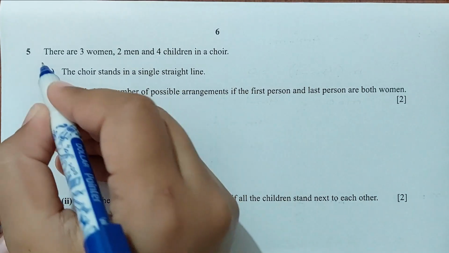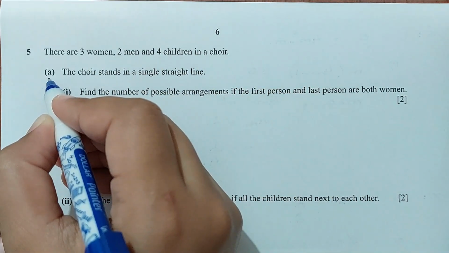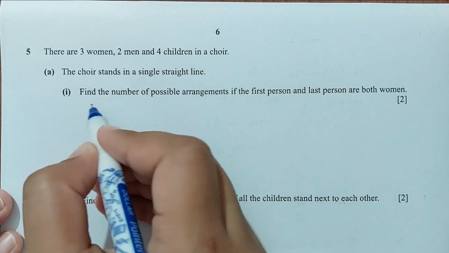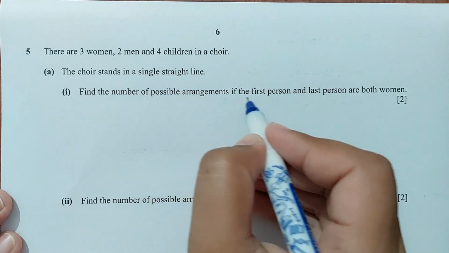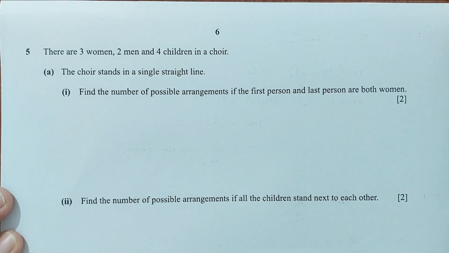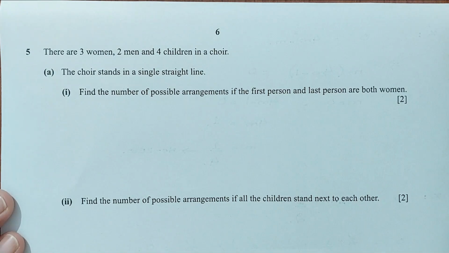Question number 5. There are 3 women, 2 men and 4 children in a choir. Part A, the choir stands in a single straight line. Number 1, find the number of possible arrangements if first person and last person are both women. So how many total? 4, 5, 6, 7, 8, 9. So there are total 9 members.